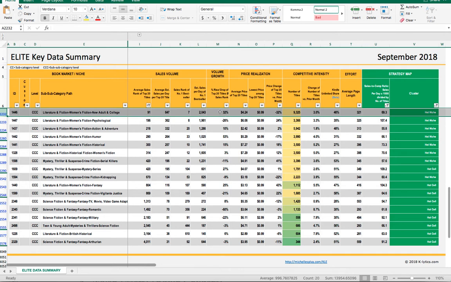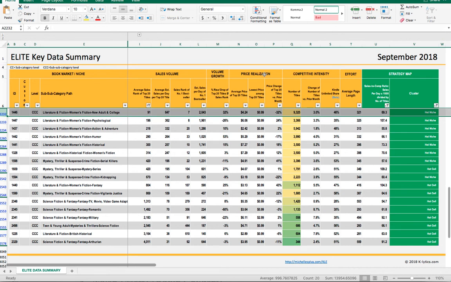So what this tells me is this is a positive 32%, and this tells me that there was a rise in the top 20 titles of sales rank, meaning that the sales rank got better from the previous month. I hope that makes sense to you guys. Okay, so that's pretty good.